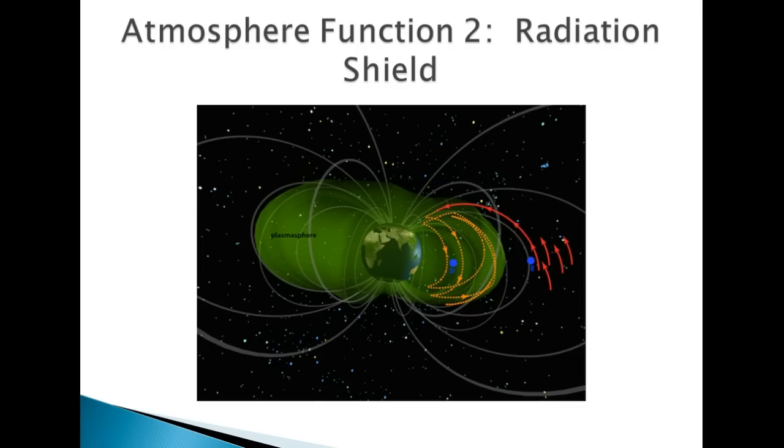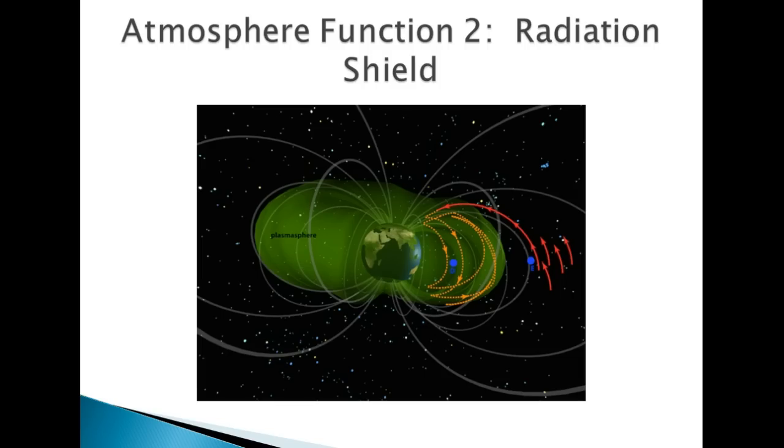So function number 2 is a radiation shield. Now we already know that the sun's rays are important for us. They provide light and heat, but they also contain dangerous rays that can harm us. Ultraviolet radiation can destroy living cells, causing harm to our skin and leading to skin cancer. So write in your notes that the atmosphere, specifically the ozone, protects us and all living things on the earth by filtering out dangerous radiation from the sun.